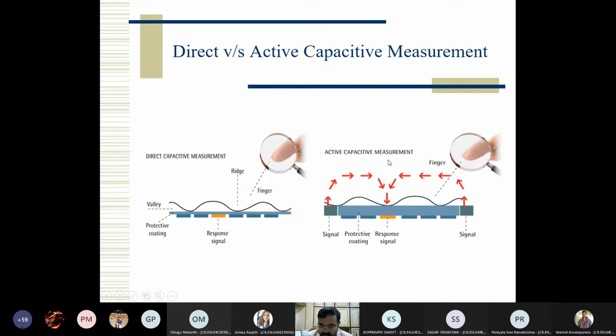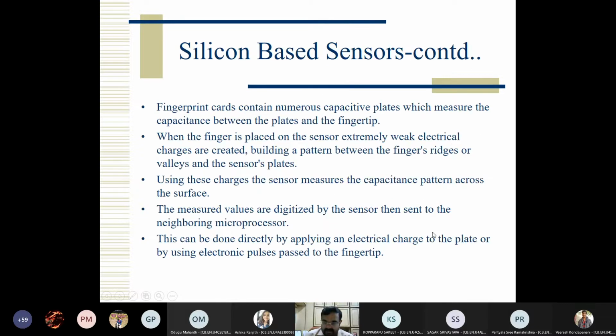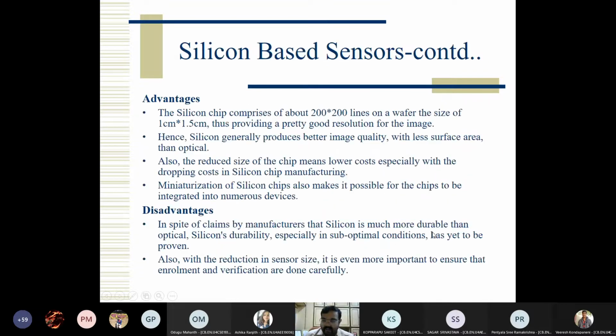You can have directly, or you can even have indirectly an active capacitance measurement on this thing. And this is more advantageous than fingerprint. Obviously, the COVID problem remains, yes, but the image is of higher quality. The resolution is better than optical, and silicon chips are very thin, and they may give you a better resolution. It's not expensive also.